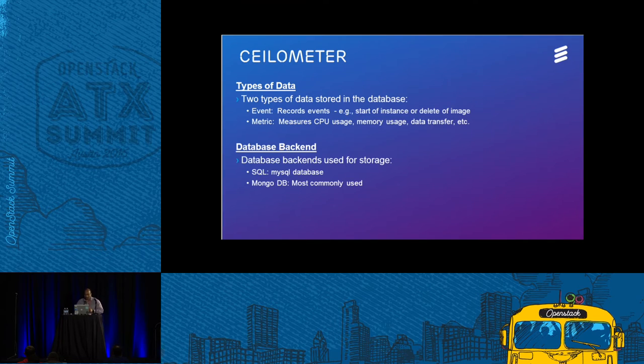Now, there is something called metrics, which measure the CPU usage, or memory usage, or data transfer IO, or network incoming and outgoing bytes. And then there are different database backends, as I mentioned earlier. MongoDB is most commonly used. Then you can also use MySQL, but for performance reasons, because think about it, right? How much data you store into Ceilometer matters.